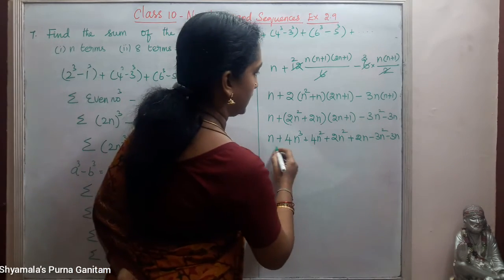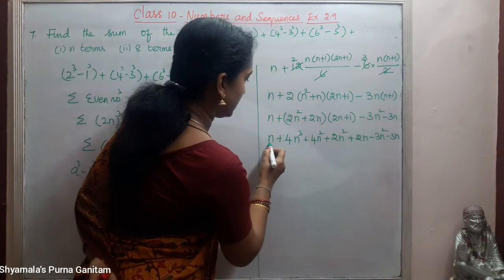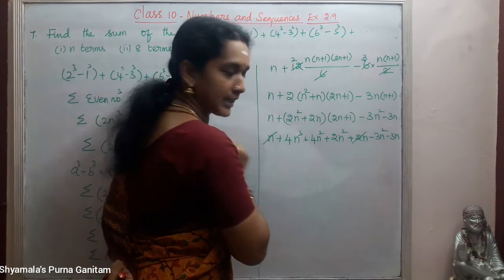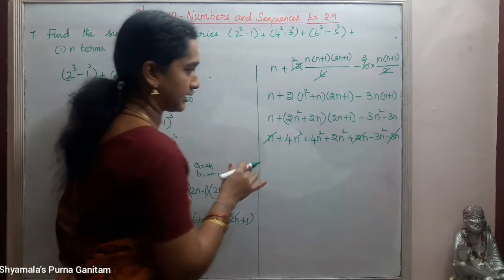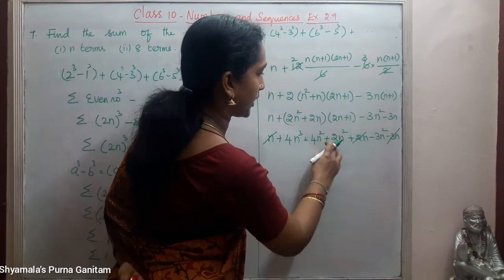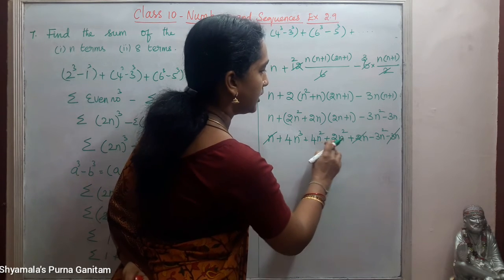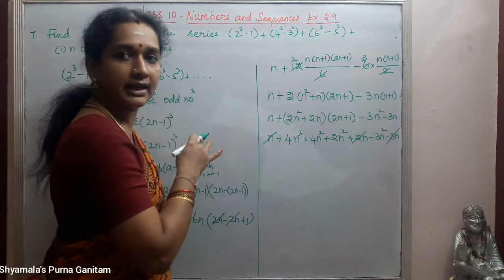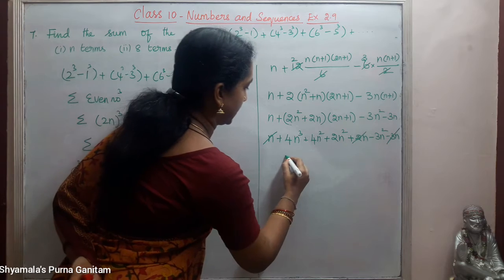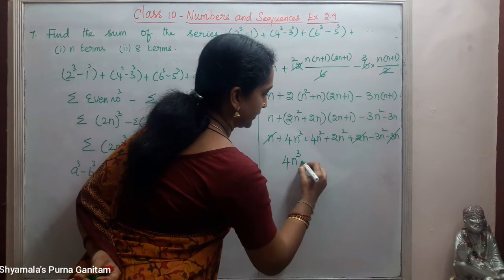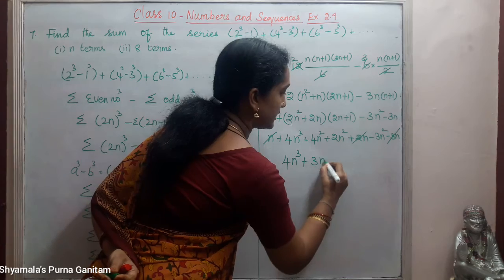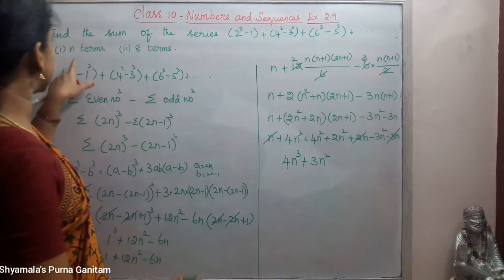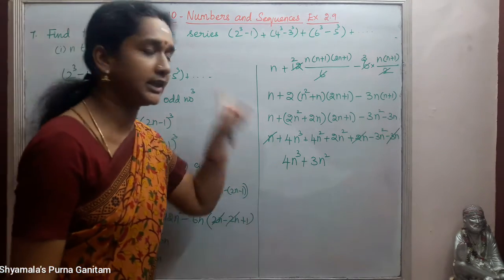Okay, so now n plus 2n plus n, so we'll get 3n. This is plus 3n, this is minus 3n, they will get cancelled. Then in the same way n squared also: here n squared is 4 plus 2, 6n squared, so 6n squared minus 3n squared. 6 minus 3, we get 3n squared. So 4n cube plus 3n squared. This is the sum to n terms of the given sequence.